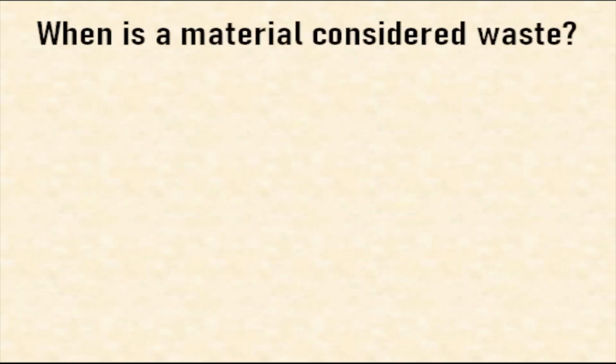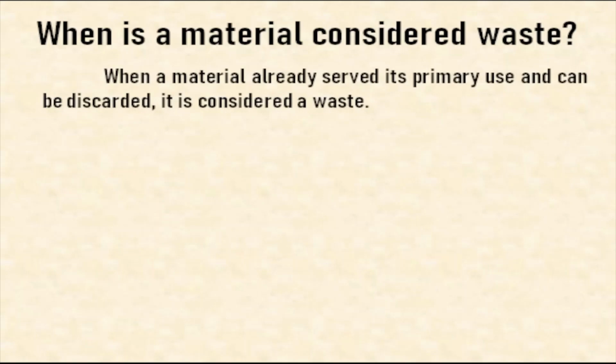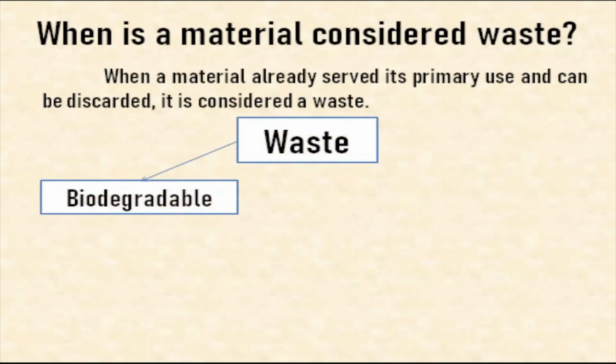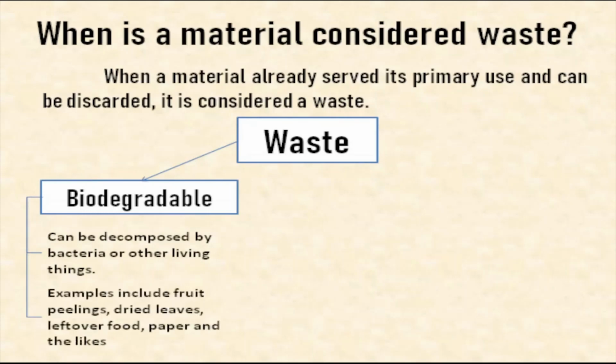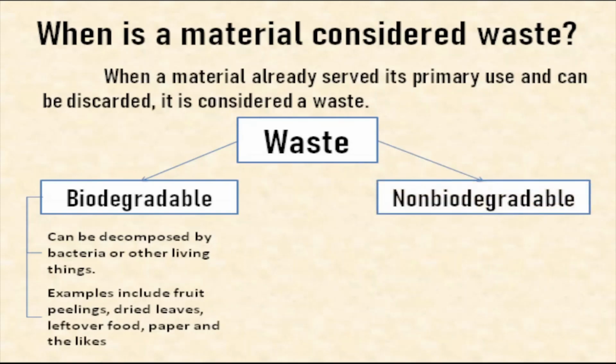When can we tell that a material is considered waste? When a material already serves its primary use and can be discarded, it is considered a waste. Waste can be classified as biodegradable and non-biodegradable. Generally, biodegradable materials can be decomposed by bacteria or other living things. Examples include fruit peelings, dried leaves, leftover food, papers, and the like.